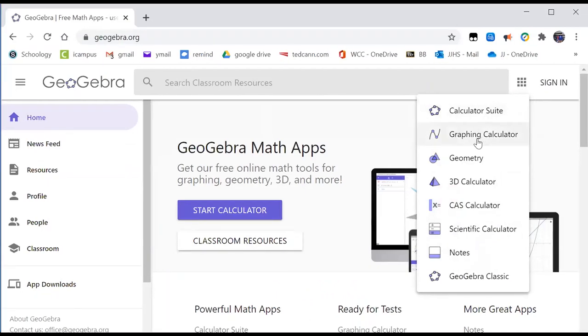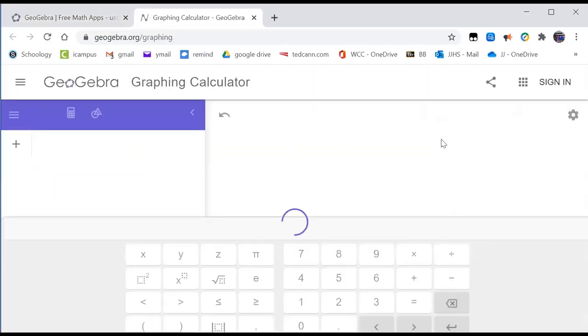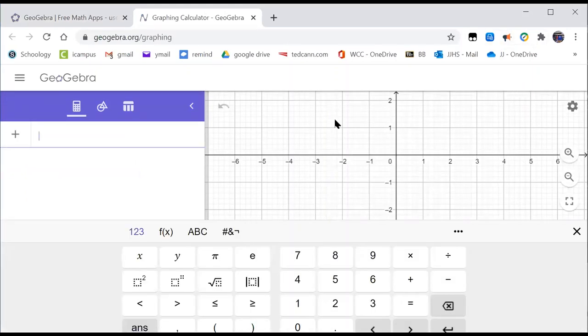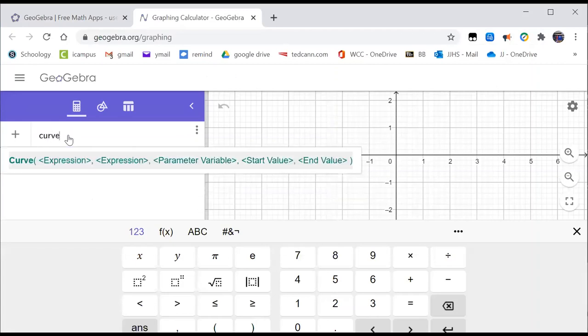So in the waffle, you can go into just a regular graphing calculator because this is a 2-dimensional graph. You don't need 3D. You could also use the classic function, either way. But what you want is the curve function. So if you type in curve and open parentheses, it asks you for 2 expressions, a parameter, a start value, and an end value. All right. So then that's really all we need, because the two expressions are the x values and y values.